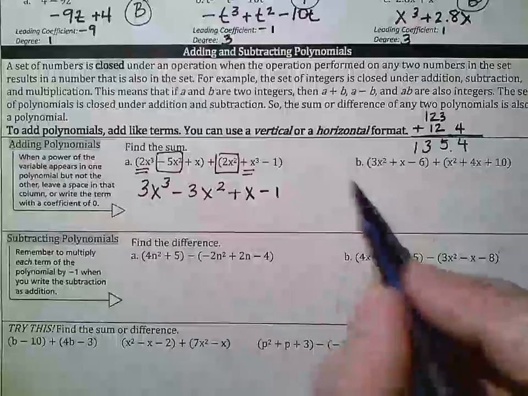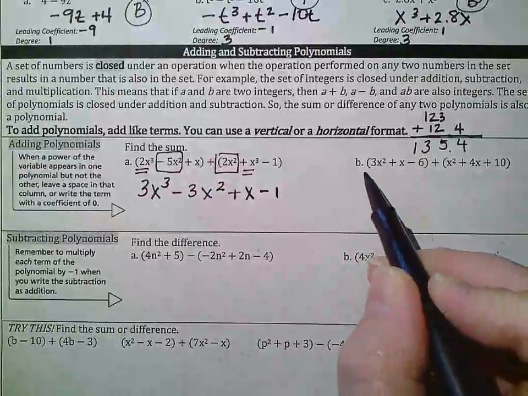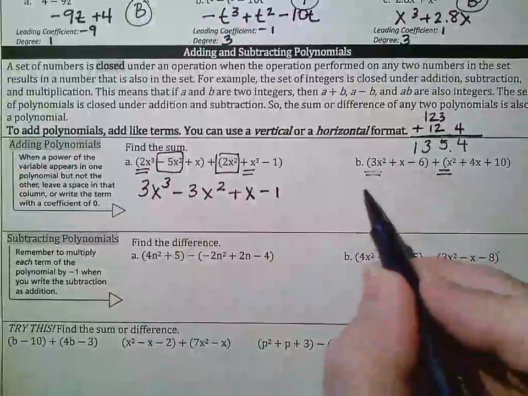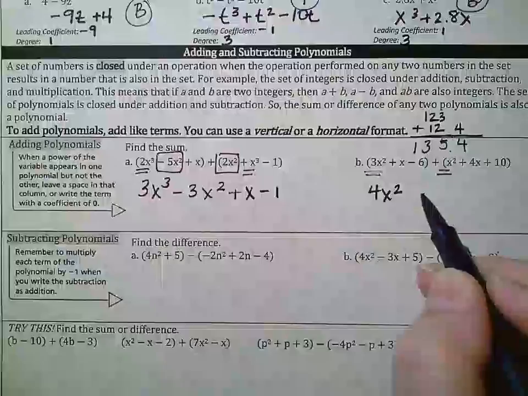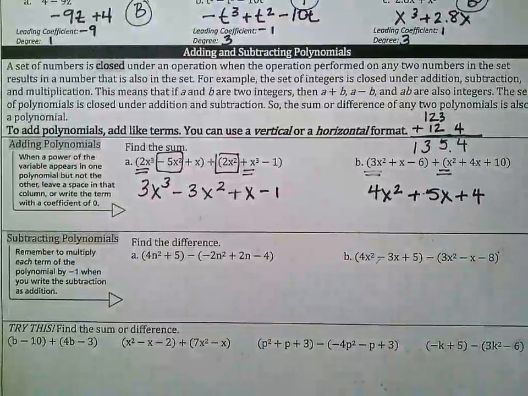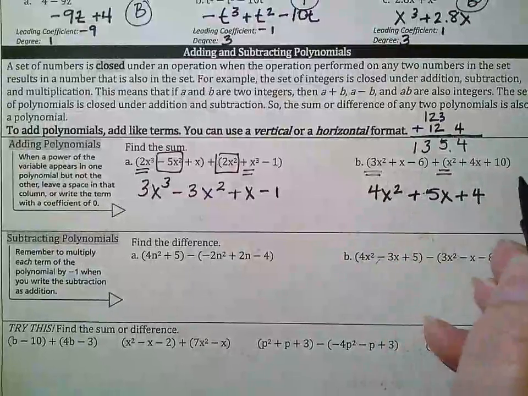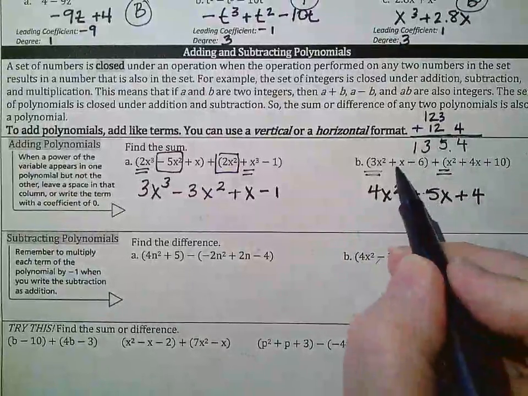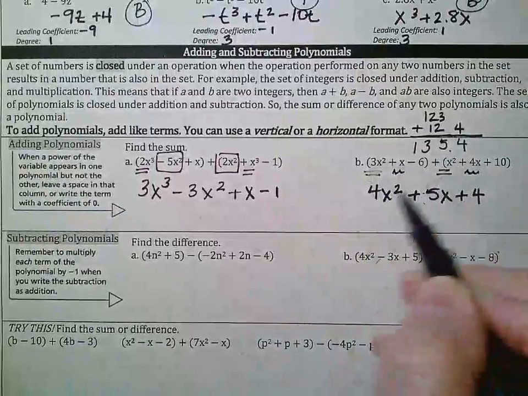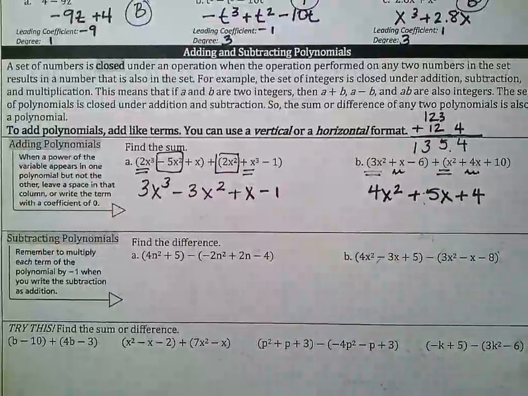If you're doing this one, this is going to be x squared. So you're going to have 4x squared plus 5x plus 4. Notice this is a subtraction, so that's why this is plus 4. These x's go together, 5 of them, 5x, and 4x. Finding the difference is just slightly different.